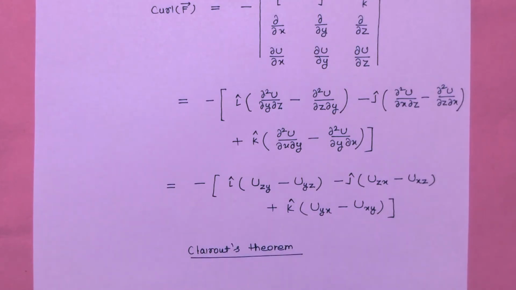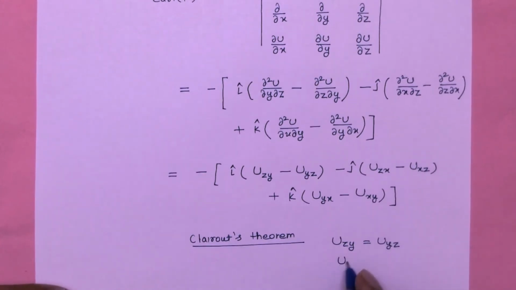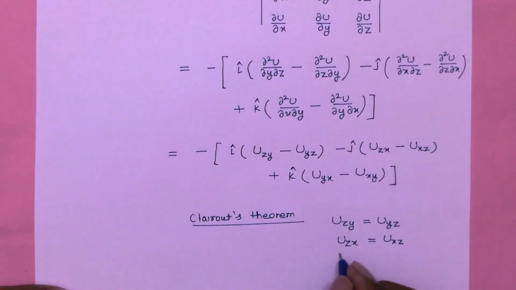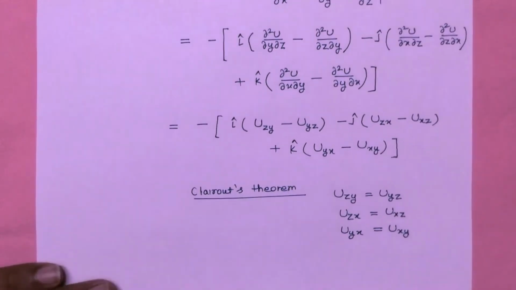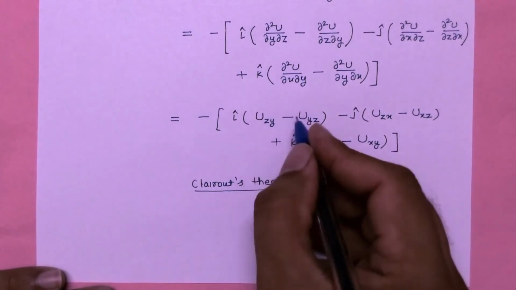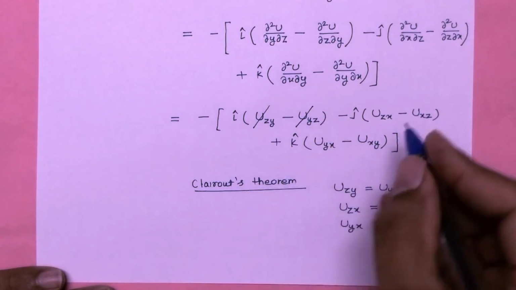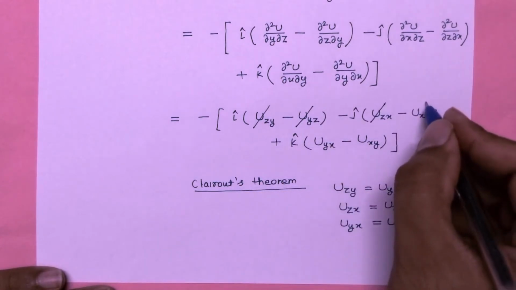Using the theorem, we know that u_zy is equal to u_yz, u_zx is equal to u_xz, and u_xy is equal to u_yx. So in the above equations, substituting these values cancels all the terms, as they are equal terms.